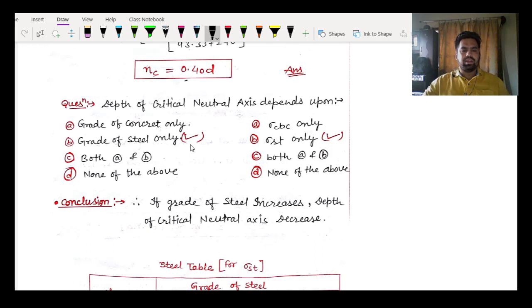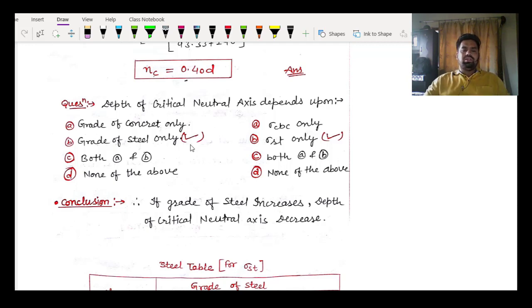Okay, and there is another example here. The depth of the critical neutral axis depends upon: it depends upon so many factors. First is the grade of concrete only. It depends on the grade of concrete, but not only, it depends on another also. Grade of steel only, both A and B, and none of these. So it depends upon both A and B, because it depends on the grade of steel, that is sigma ST, and sigma CBC.